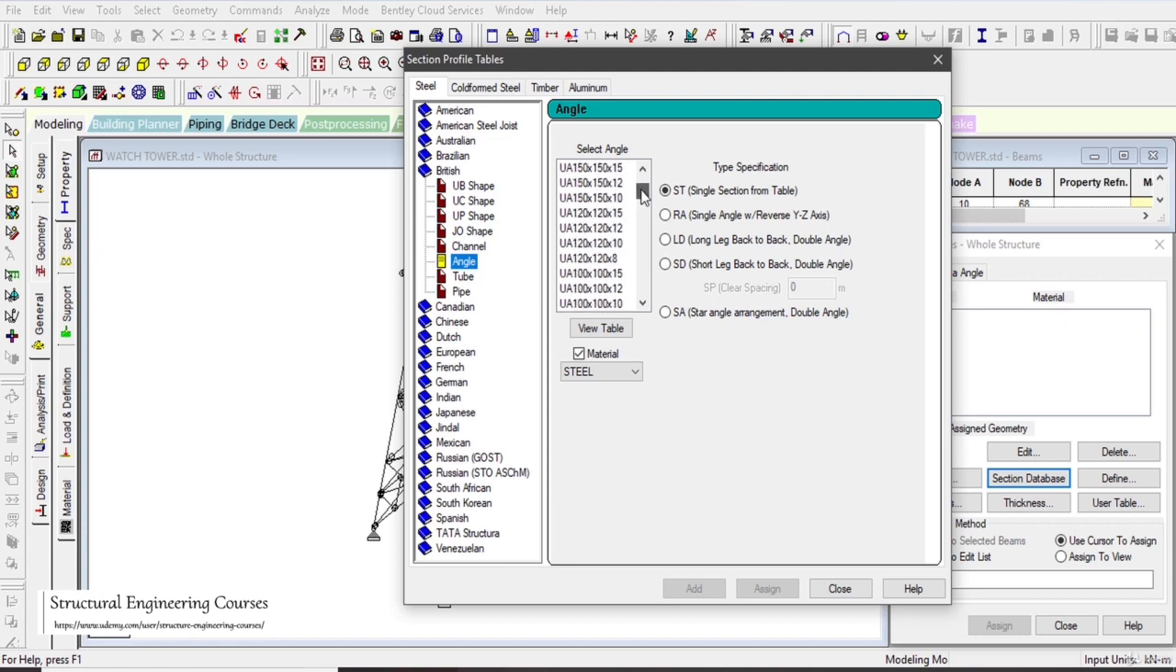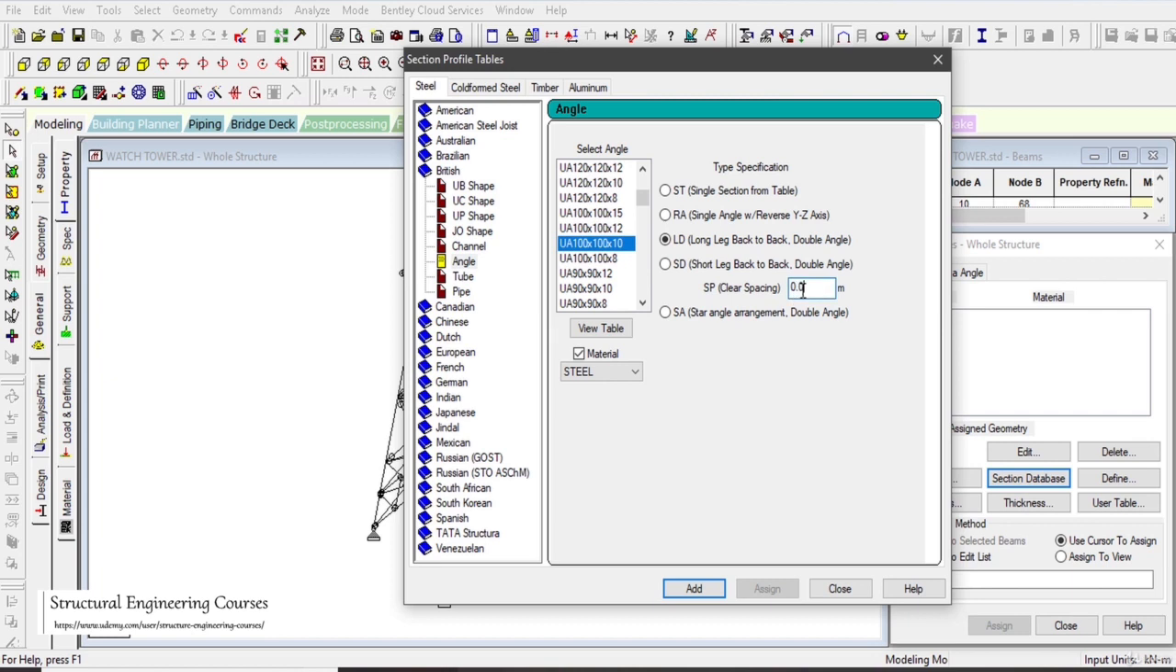Here we can select, let us suppose, 100-100-10. Here we can select long leg back to back double angle. Long leg or short leg does not matter when both the legs are of the same size, but it does matter for this type of section here, that is 200-112. If we use long leg back to back double angle, it means the 200 mm dimension shall be common among both the angles. Coming back to our case, UA 100-100-10 means both the legs of the angle are 100 mm, and the thickness is 10 mm.